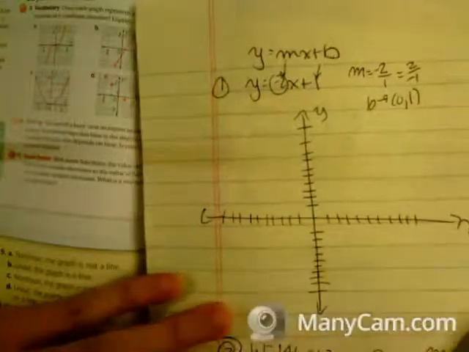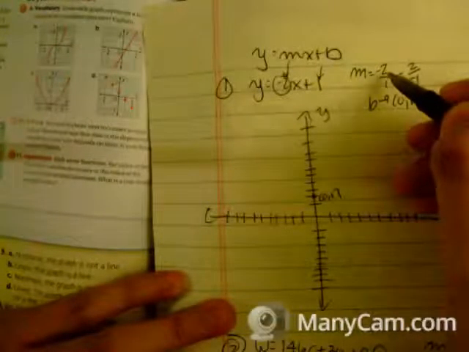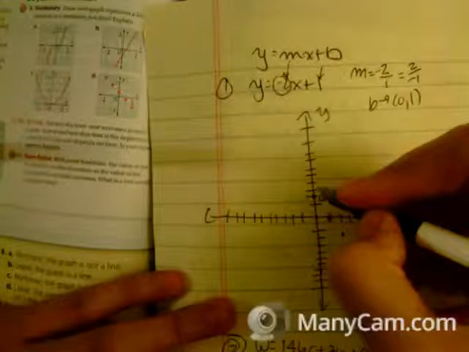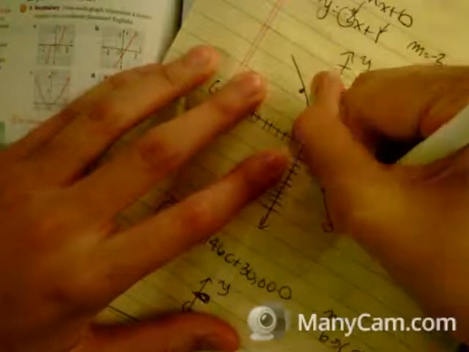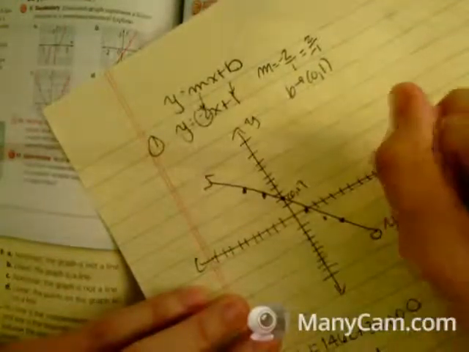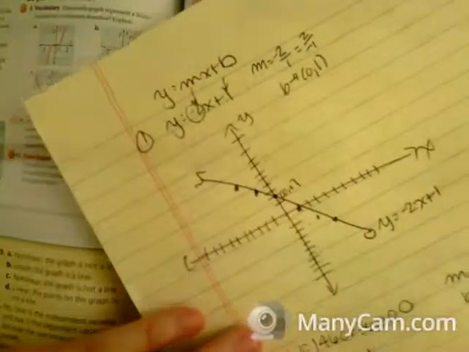Alright, so let's graph. First, always graph your y-intercept first. So this is (0, 1). My slope is: I go down 2 to the right 1, or up 2 to the left 1. So let's first go down 2 to the right 1, down 2 to the right 1. Now let's go the other direction: up 2 to the left 1, up 2 to the left 1. And then here is our line, y equals negative 2x plus 1.